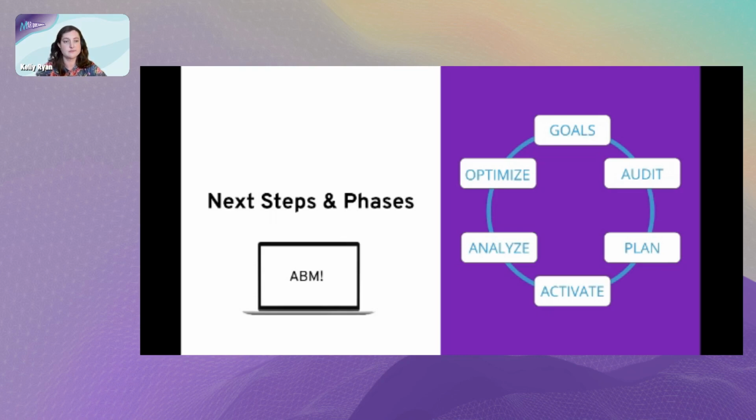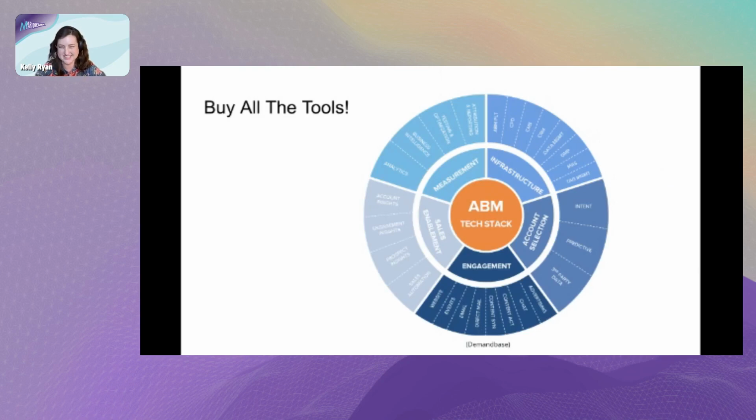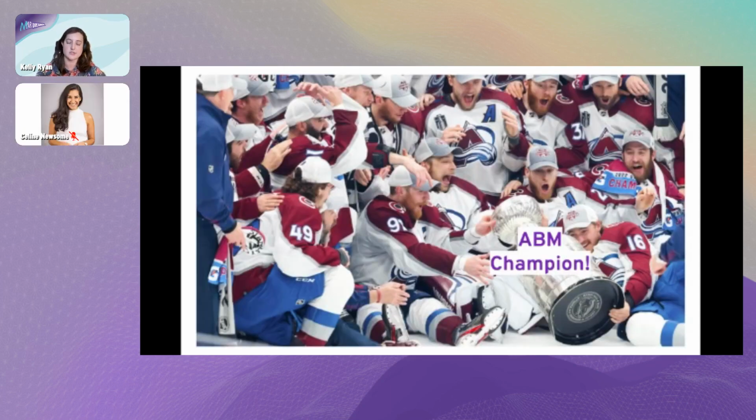Now you can buy all the tools. At this point, we should have completed our pilot for ABM. We should have been able to prove the success with our reporting tools. And we can tell our stakeholders, hey, ABM works, it's great, please give me more money. Also, I'd like to buy all these things. This is a really cool chart that Demand Base puts out that shows us all the different things that can help us as marketers and sales become even better ABM executioners. So depending on where you want to be and where you need that help, these are some options. And finally, you can become the ABM champion, just like the Avalanche.